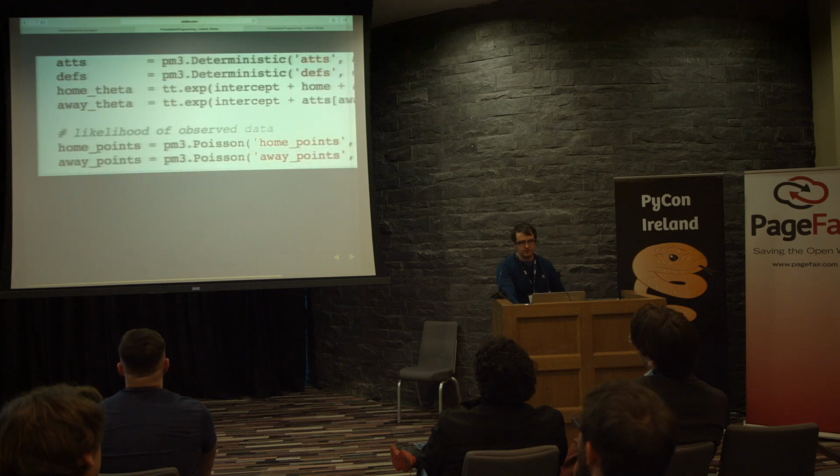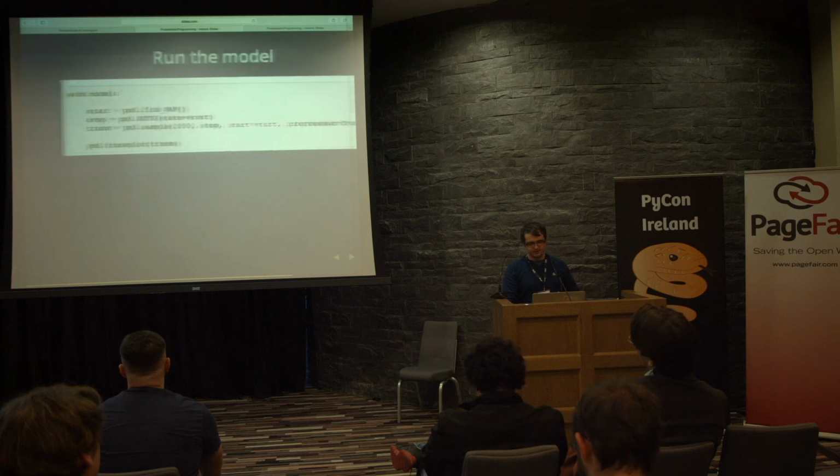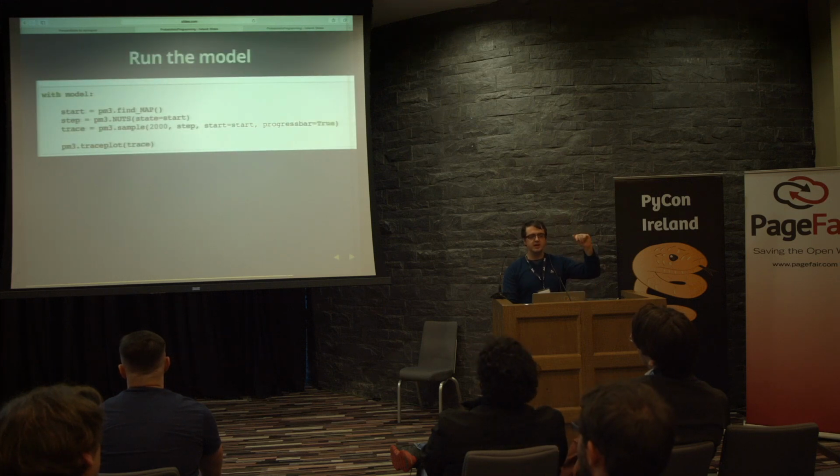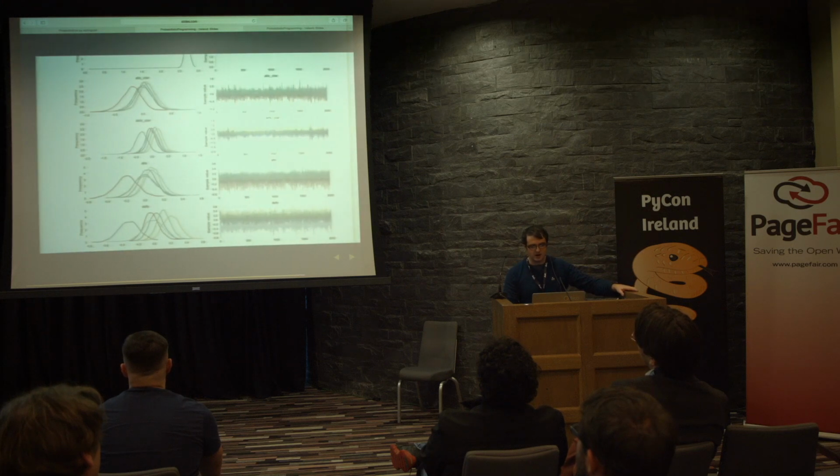And then there's a few more things here. And the important thing, as I said earlier on, is the likelihood function. We want to build a likelihood function for home points and away points. So you run the model, and this is how you do it. And I just wanted to show you that. If you want further details, go to the GitHub repository that I pointed to, or there's other talks of me online.